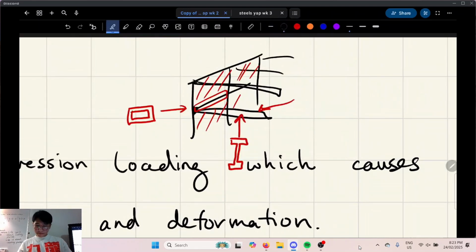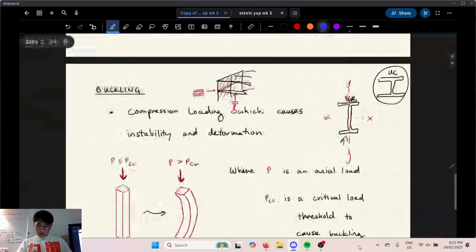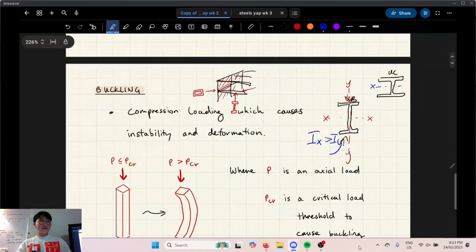But universal columns, right? Actually, just a quick question. We've established that IX is greater than IY for the universal beam. What about for the column? They're the same? Are you sure? For the universal column, IY should be greater. Are you sure? They're equal. They're not equal there.